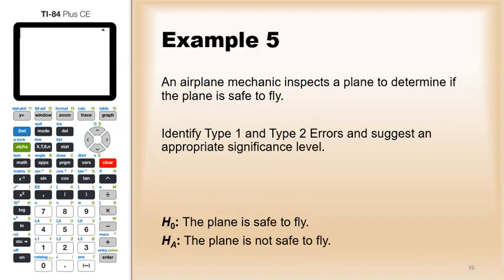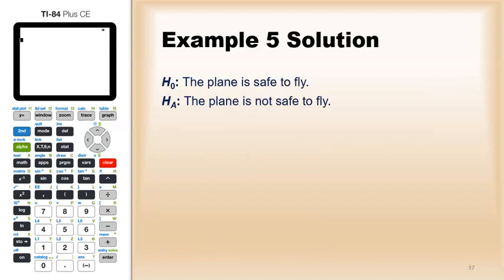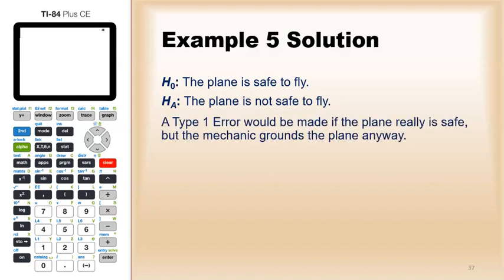Another example, an airplane mechanic inspects a plane to determine if the plane is safe to fly. So let's identify type 1, type 2 errors and suggest an appropriate significance level. So what we're trying to do is we need to prove that the plane is not safe, so that's going to be the alternative. The null hypothesis is that the plane is safe to fly. So a type 1 error would be the plane is safe, but we think it isn't. So a type 1 error would be made if the plane really is safe, but the mechanic grounds the plane anyway.